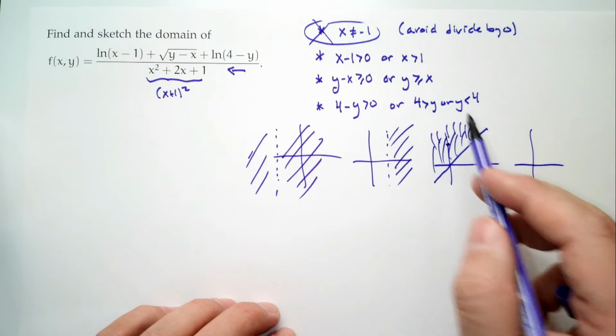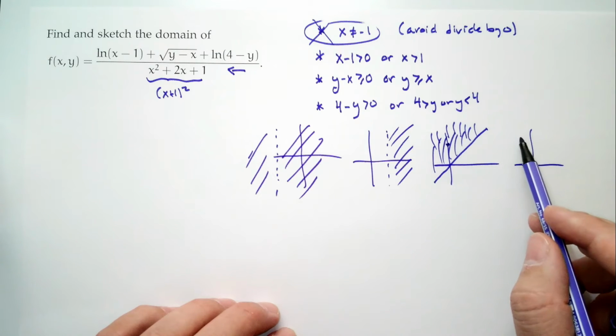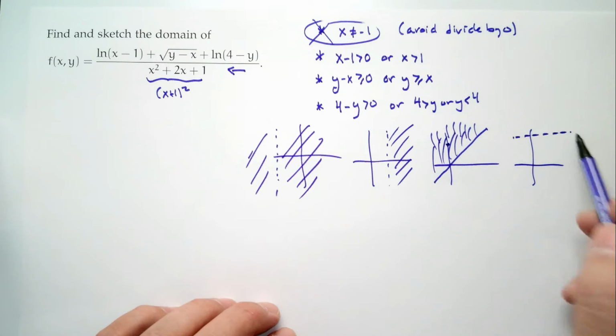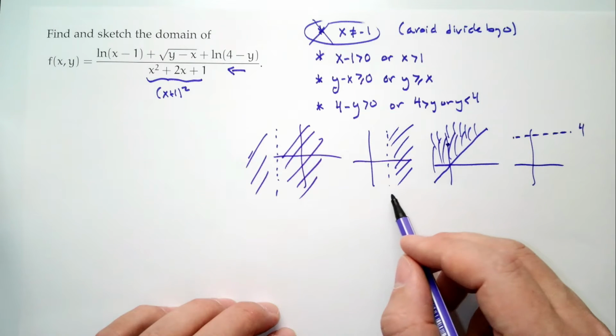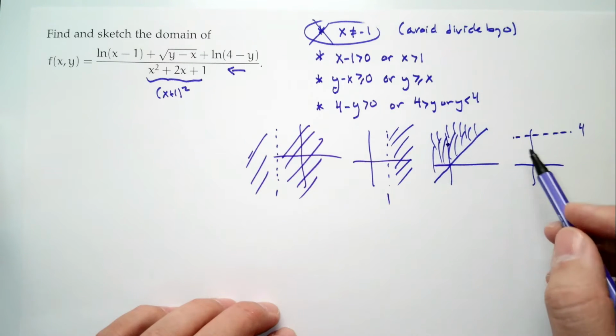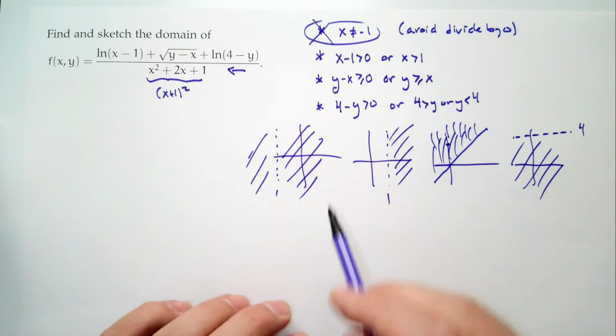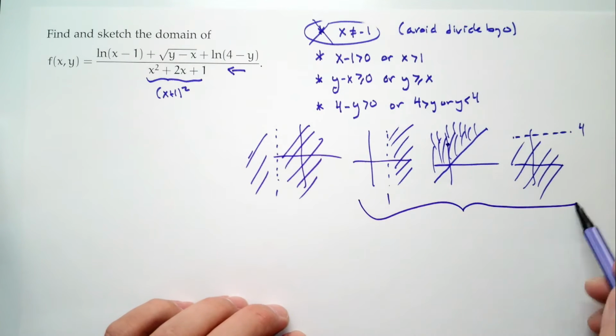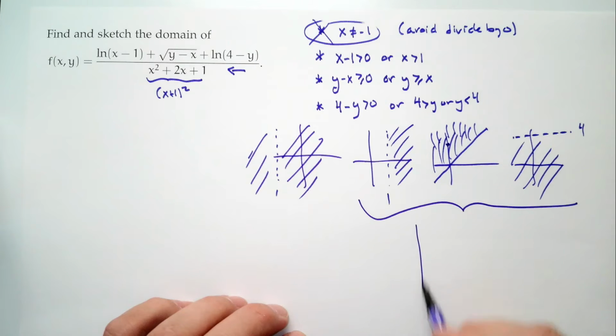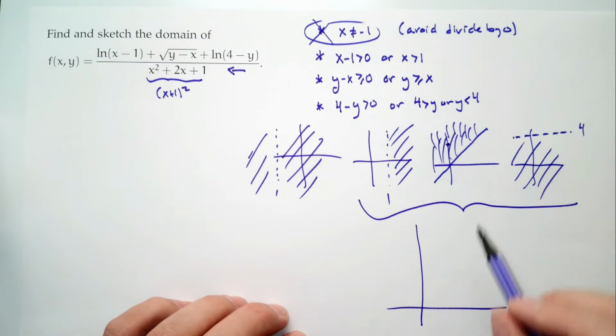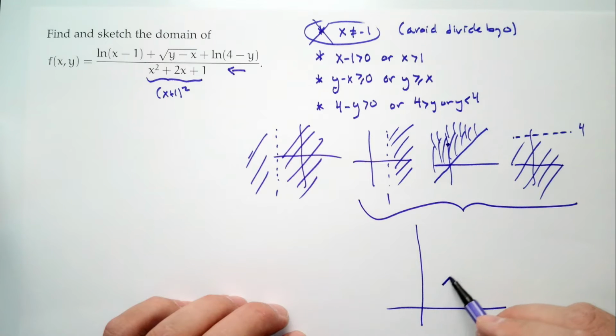All right, y less than 4. Okay, so here's 4. And I should mark things. There's 1. And y less than 4 says I'm below. And now we do our traditional overlap of everything. And what do we see? Well, again, we just need to get these last 3. And what we'll see is we'll have y equal x.